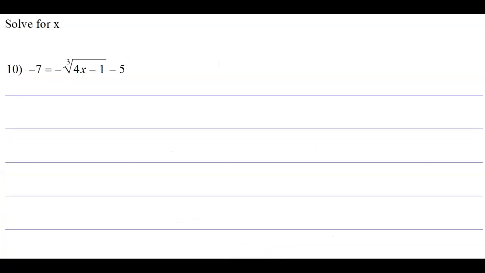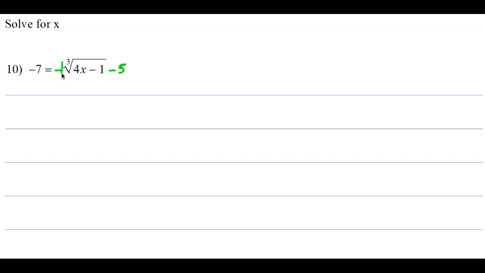Check out number 10. All right, so now we're moving into solving equations. So when you're trying to solve a radical equation, the first thing you want to do is get rid of the numbers outside of the radical. So in this case, that means I want to get rid of this -5 and I want to get rid of this -1 hanging out in the front there.